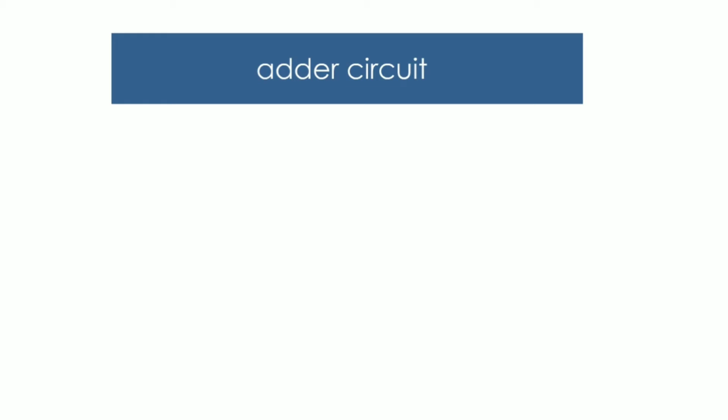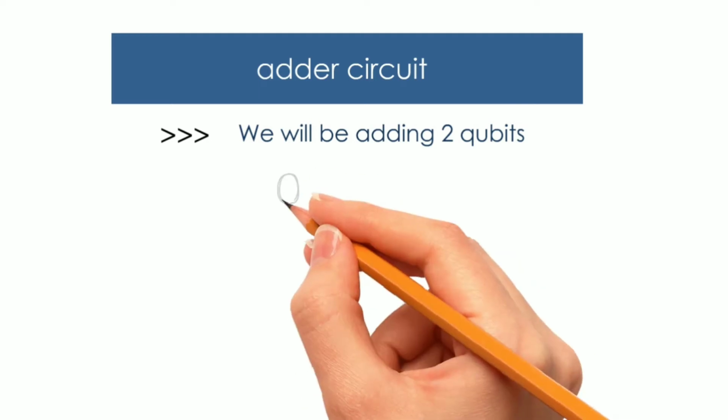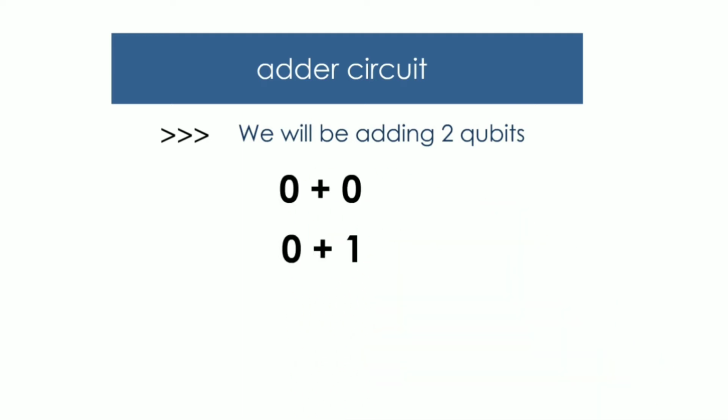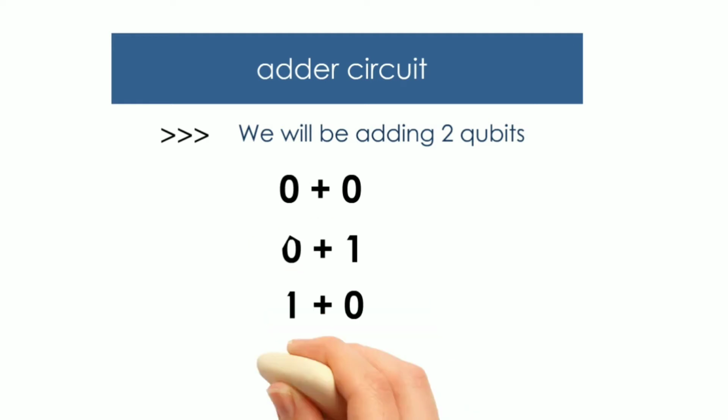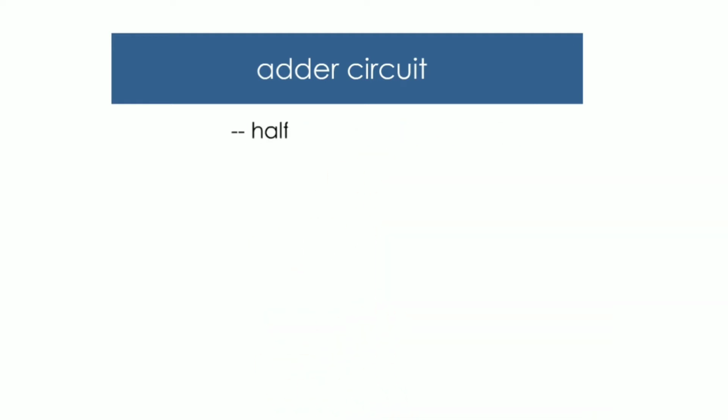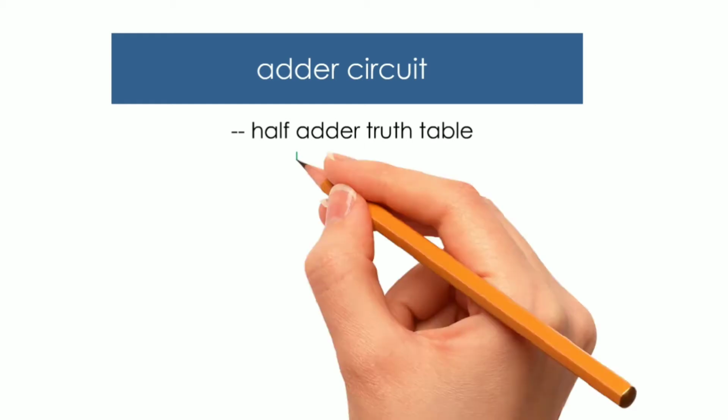Today we are going to study the adder circuit, and we will be studying the addition of 2 qubits. We are going to add 0 plus 0, 0 plus 1, 1 plus 0 and 1 plus 1 in this video. Before we begin, let us look at the half adder truth table.